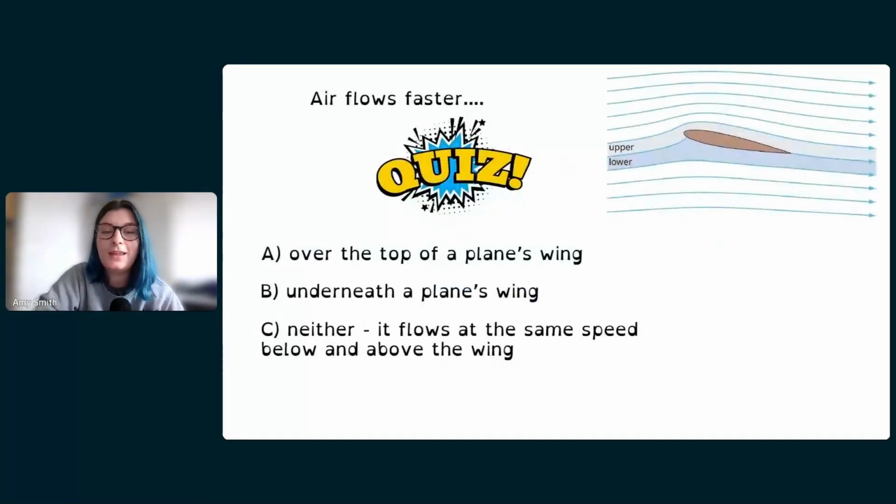Okay, so let's see if we can remember what we've just learned. So air flows faster when? Can you finish the sentence? Okay. Especially if you haven't done this before, it can be a bit confusing when we're talking about the air pressure going up and the speed doing this, and we're saying all these different things. So see if you can remember.